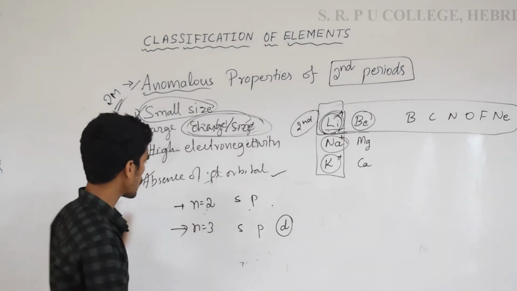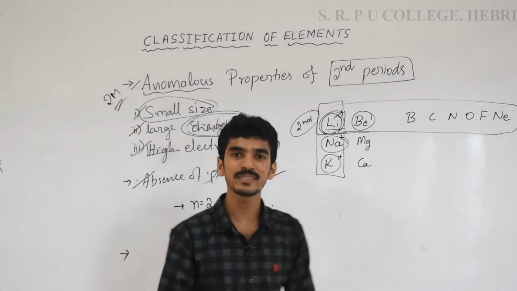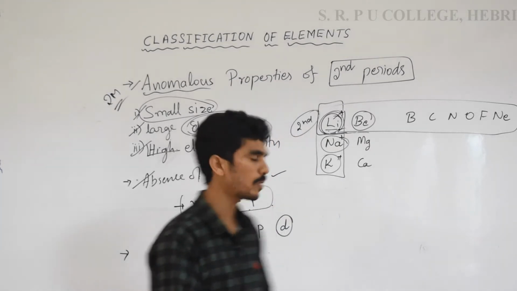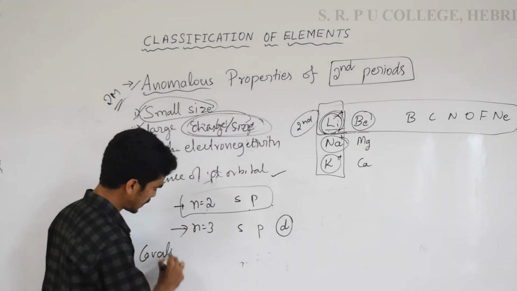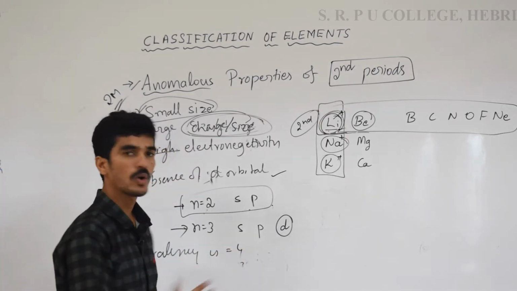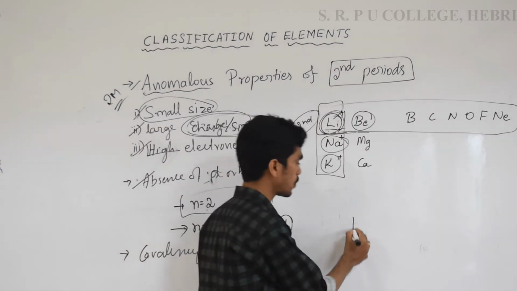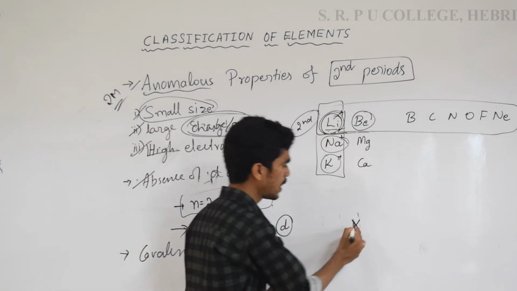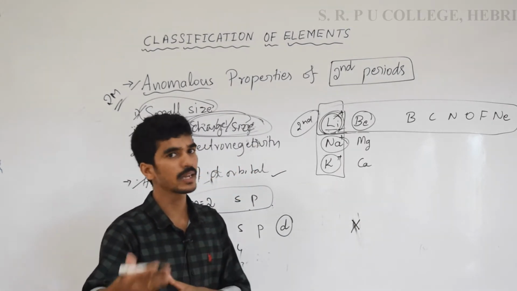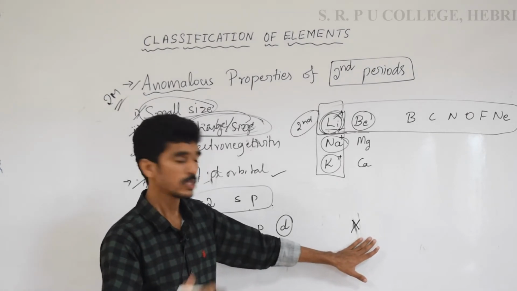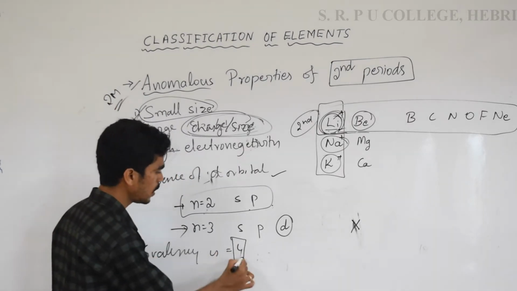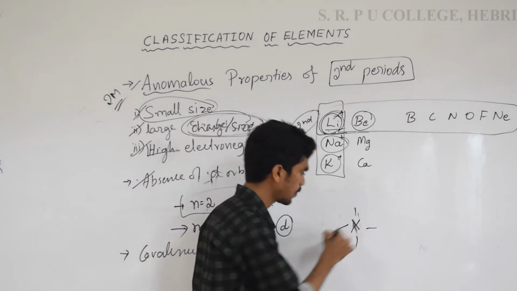Now we'll move to the next. Due to the absence of d orbitals, second period elements show a maximum covalency of 4 only. What is the meaning of covalency? Covalency is once the central atom is present, for example X, it can bond with other elements. So how many bonds are possible for X? For the second period, only 4. Four means it can bond with 4 adjacent Y atoms.